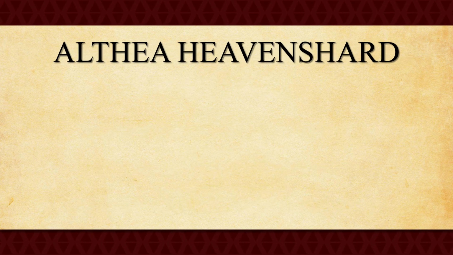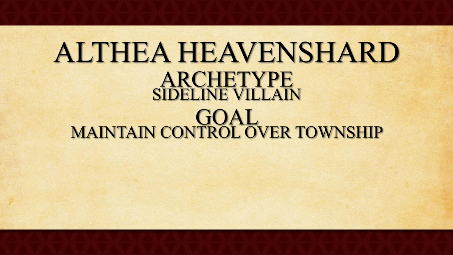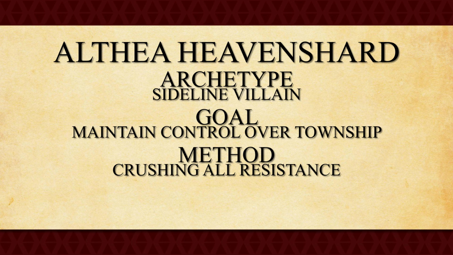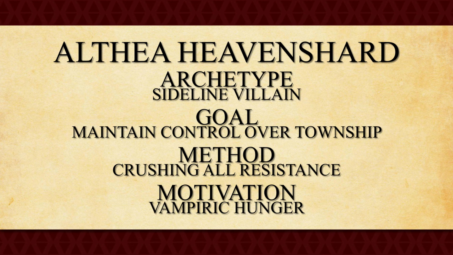Althea Heavenshard, a sideline villain, is a cold and callous vampire noble, whose primary goal is to maintain control over her township. She aims to do this by stamping out all attempts of resistance, and she's motivated by her innate vampiric hunger, once satiated by the blood of her fear-ridden townsfolk.